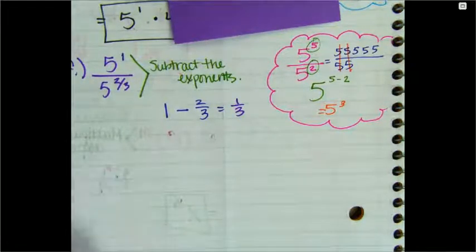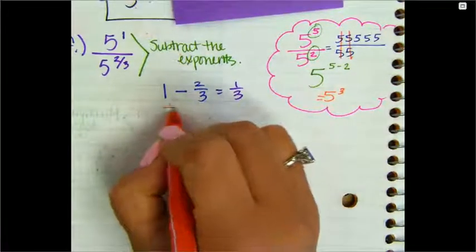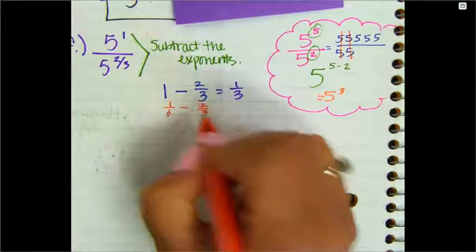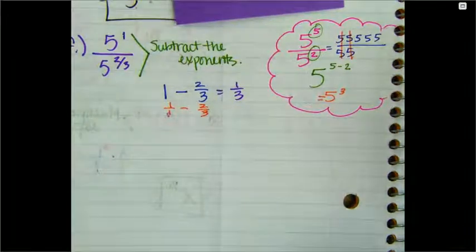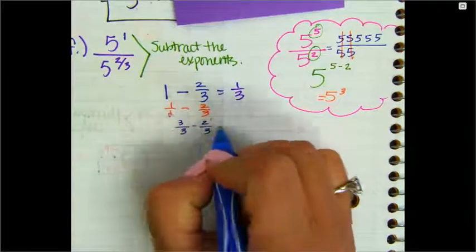If you need to find a common denominator, you can. I'll show you. This becomes 1/1. This becomes 2/3. If it was me, I would just subtract it, but for some of you, it's not easy. So then this is 3/3 minus 2/3, which is still 1/3.